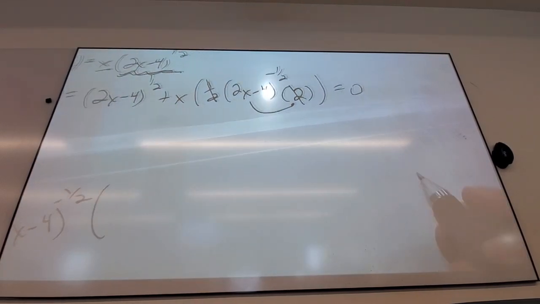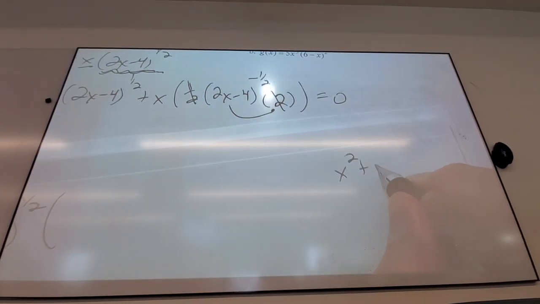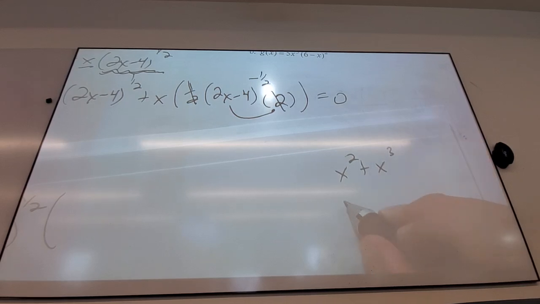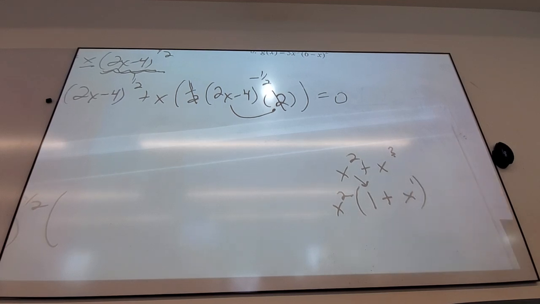Now, real quick, I might as well do this. Don't write this down, but just watch. X squared plus x cubed. What would you take out? X squared. And what's left? 1 plus x. 3 minus 2 is 1, yes? 1 plus x to the first. So when you take something with a power out, you subtract that power, correct?